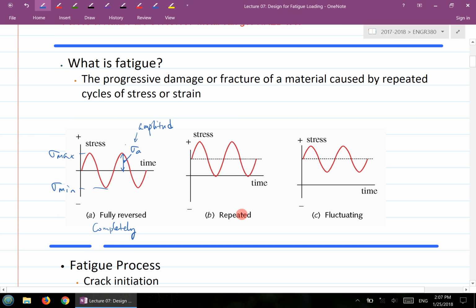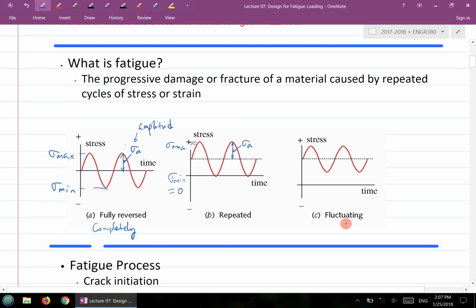Now this one here is called repeated loading. Repeated loading means it goes up but then comes back to 0, goes up and then comes back to 0. So repeated essentially means the sigma min is equal to 0. Of course you have the sigma max over here, and same thing, you have your sigma A, the amplitude.